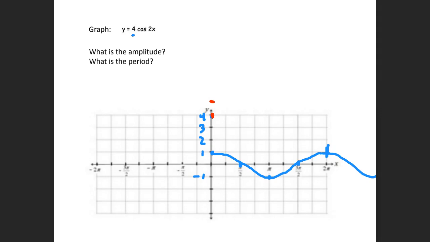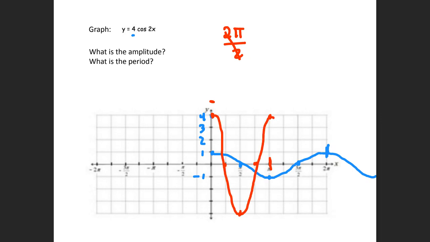And then my period, again, the formula is 2 pi over b. So now my period is pi again. So my whole cosine graph is going to go from here to here. So I'm going to go up to 4, hit 0, go down to 4, come back up. So I'm going to go down, boom, and then come back up to 4. So it's going to look something like this. Try to draw it as best I can. And then it's going to continue on.